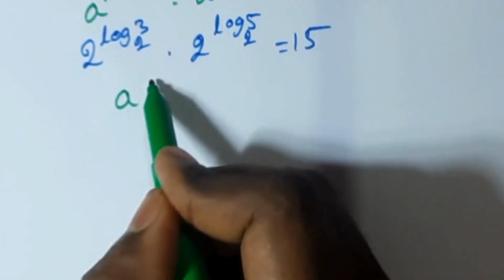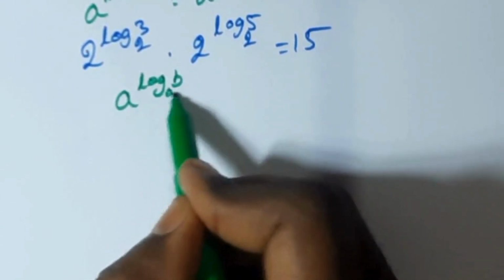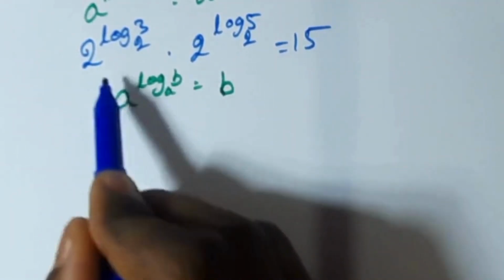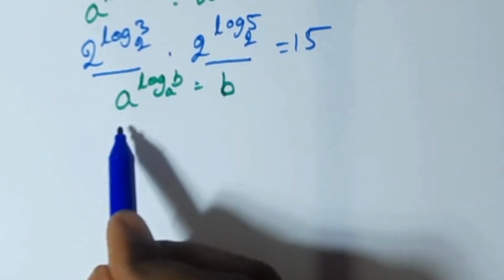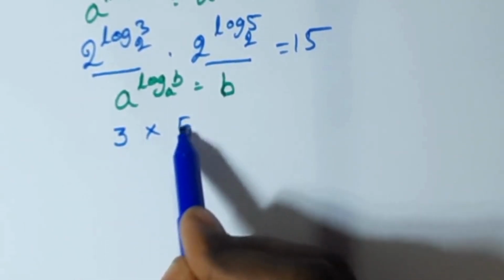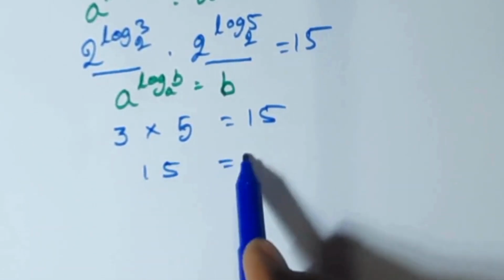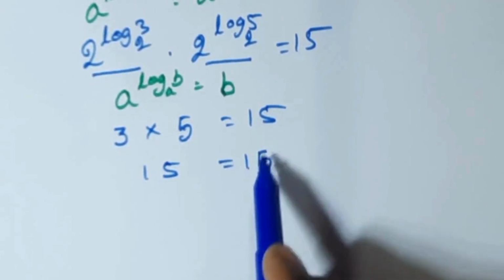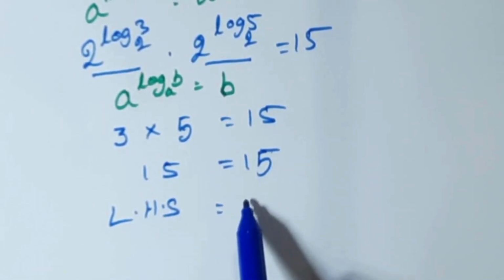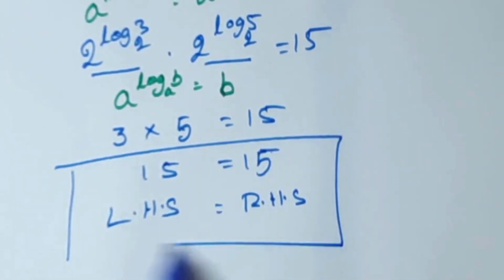A power log b base a equal to b. We are applying this formula here and here. This value will be 3 into 5 equal to 15. Now 15 equal to 15. So LHS equal to RHS, thus verified and it is proved.